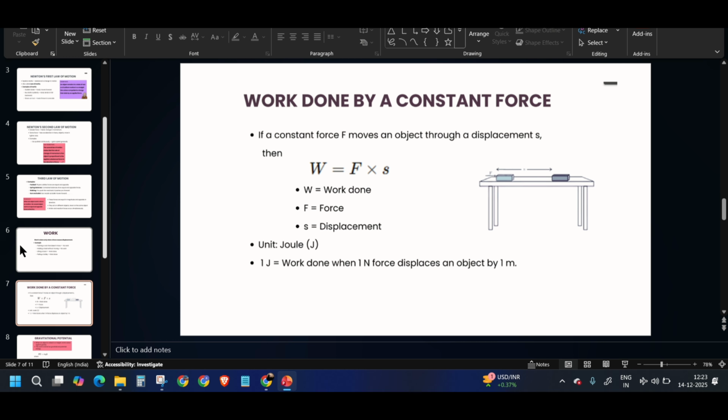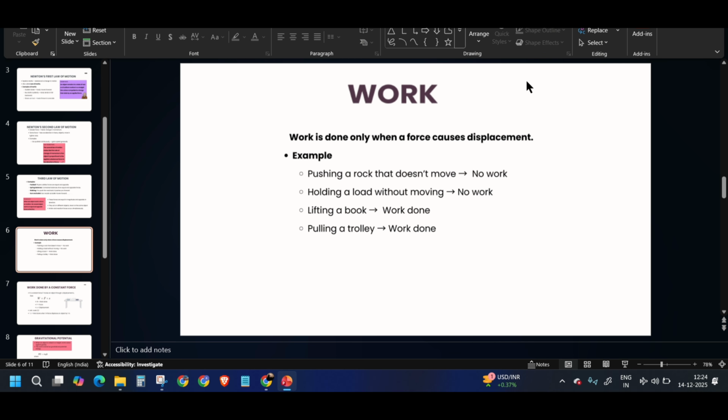Coming to the next topic, work done. What is work done? Work done is only experienced when the force causes displacement. Examples are pushing a rock that doesn't move, where the amount of work done is zero. Holding a load without moving also has zero work done. But lifting a book or pulling a trolley is an example of work done.